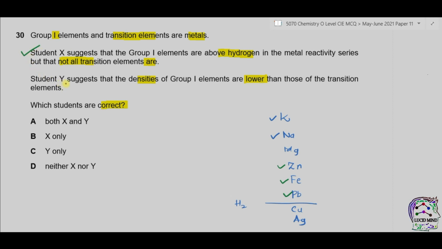Now moving towards student Y, he suggests that the densities of group 1 elements are lower than those of transition elements. This is a true statement because group 1 elements float on water, while transition elements have higher densities and more weight. So both students are correct. Answer is A.